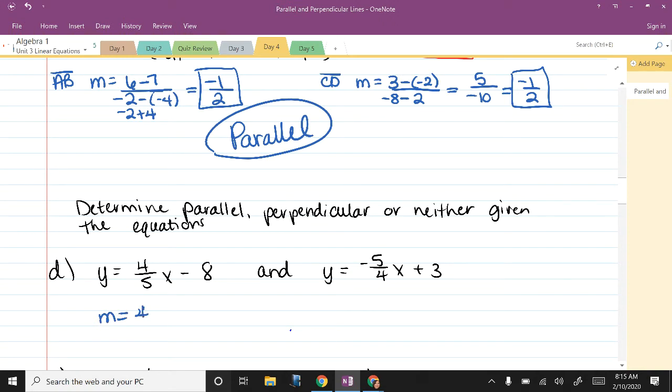Write your slope. And what's my slope in my second line? Compare those. Yeah, if I flip 4 over 5 and change the sign, they're going to be opposite reciprocals. Y'all agree? So these are perpendicular. Yeah, that's why these are my favorite.